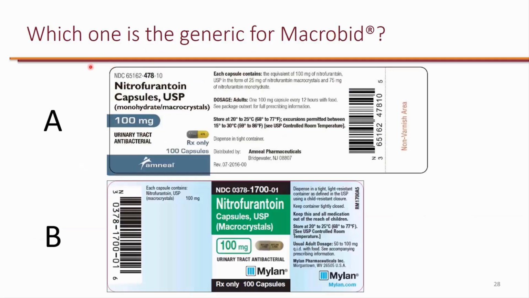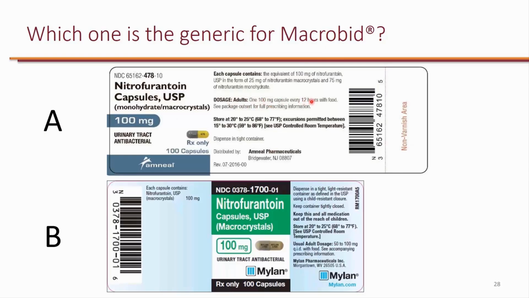Because there are different formulations of nitrofurantoin, and if you're working with the generic, it just says nitrofurantoin on it, it's important as pharmacists to be able to distinguish between the 2 formulations. As you can see, choice A tells you that this is a monohydrate macrocrystals combination, whereas the second is just macrocrystals. So this question is which is the generic for Macrobid. The correct answer would be A. It also tells you here, so A is Macrobid.